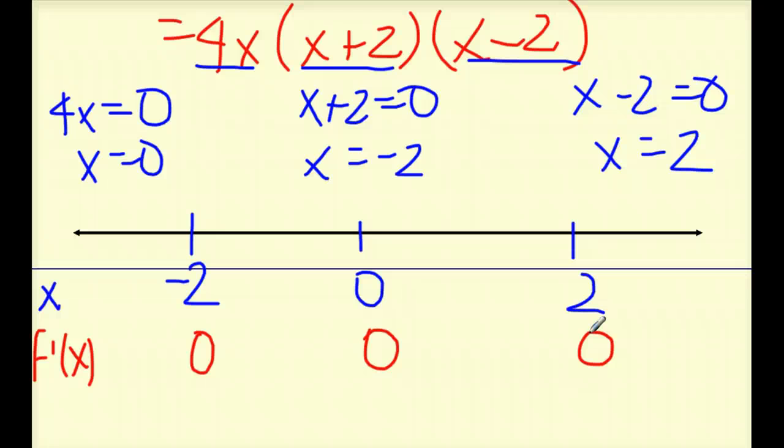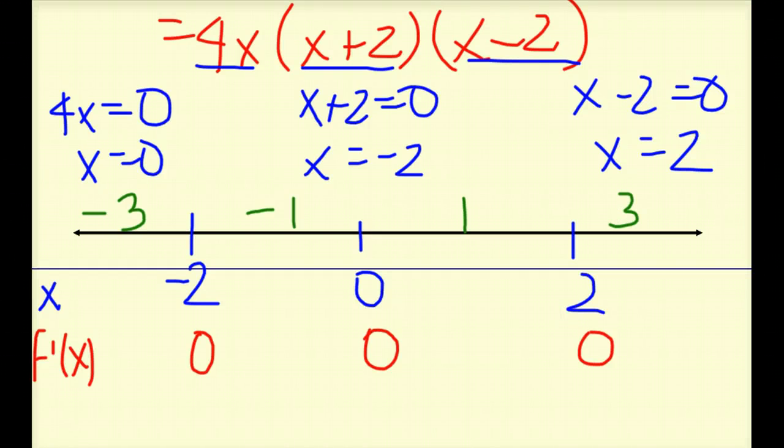Okay, so let's pick a couple test points. Let's pick negative 3, which is less than negative 2. A number between negative 2 and 0 is negative 1. Between 0 and 2 is 1. And a number bigger than 2 is 3. So what I'm going to do is plug these into the derivative to find out if these are positive or negative.